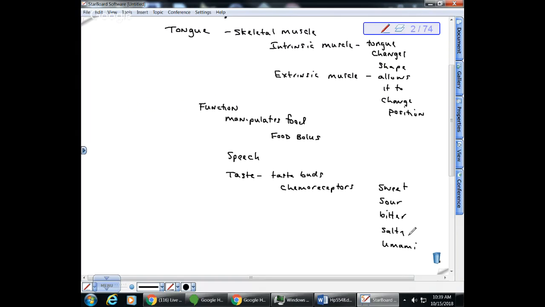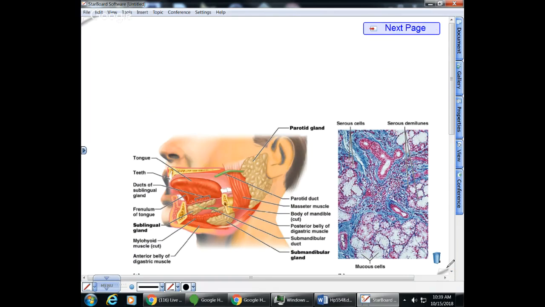Okay, so taste is an important function of the tongue. In your book, you can see where the tongue is located and how it is located. You'll also notice that it is connected to the floor of the mouth. This is what is called the frenulum. I think there might be a question on your quiz next week that talks about that frenulum, which attaches. Sometimes babies are born where the frenulum is too tight and they cannot use their tongue properly, and so they have to cut that a little bit to allow the tongue to be more mobile.